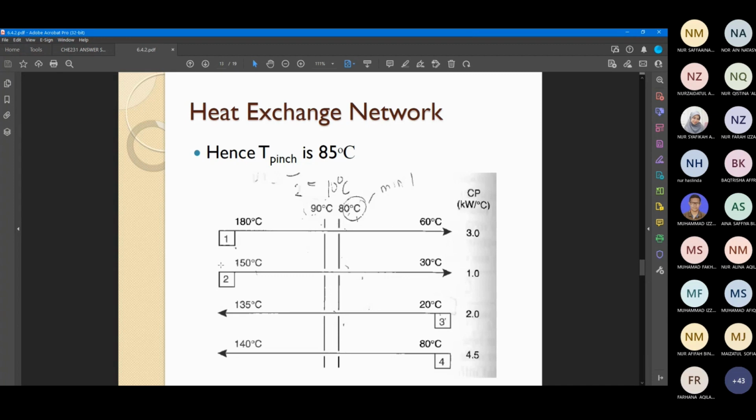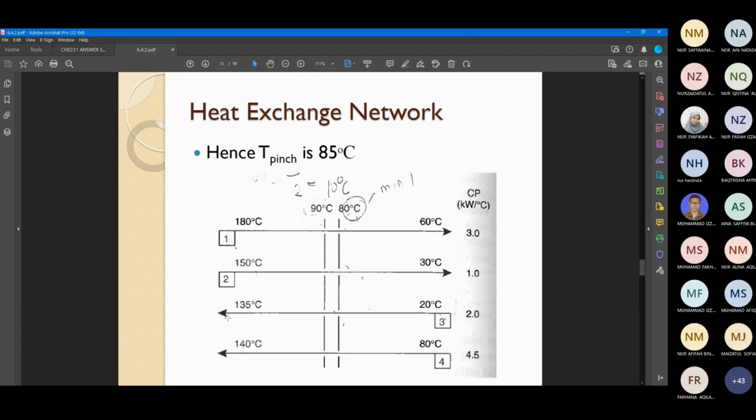Then you need to calculate what is the energy load required. After that, you need to arrange the streams, label the hot streams and the cold streams. As you can see, stream number 1 and number 2 are considered hot streams because the final temperature needed is lower, and stream number 3 and 4 are considered cold streams because the energy is needed to increase the initial temperature to a higher temperature.